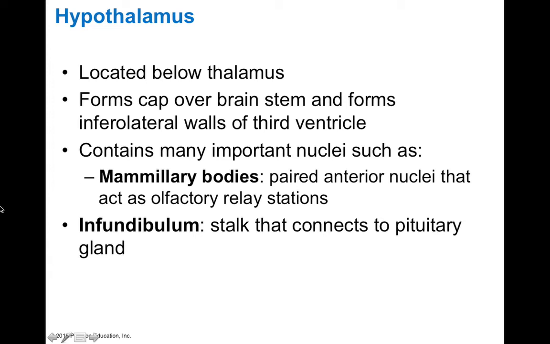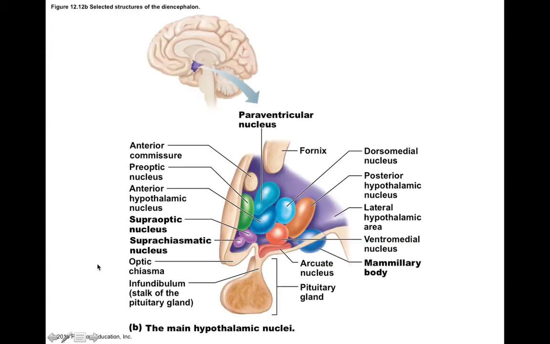It also contains something called the mammillary bodies, which are visible on the inferior surface of the brain, and there are these anterior nuclei that act as olfactory relay centers. Now the infundibulum also attaches to the hypothalamus, and it's essentially the stalk that connects the hypothalamus to a major endocrine gland, which is called the pituitary gland, which secretes a lot of different hormones that regulate homeostasis.